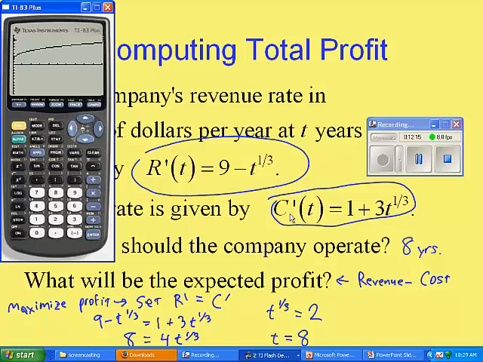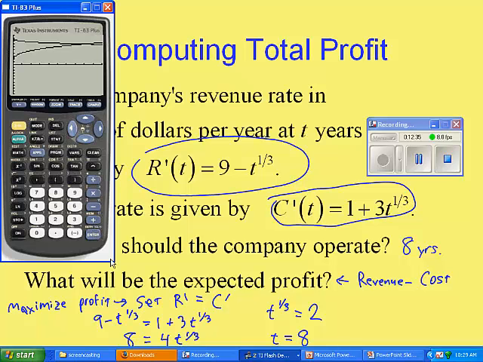That's c prime of t. Yeah, that's c prime of t. And this guy here is r prime of t. Okay?